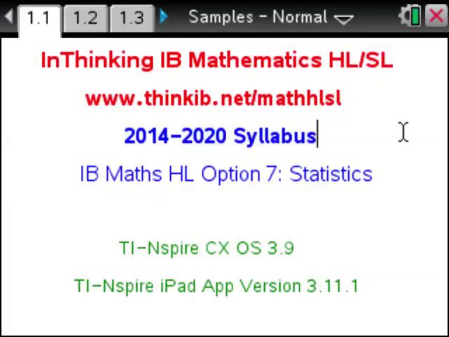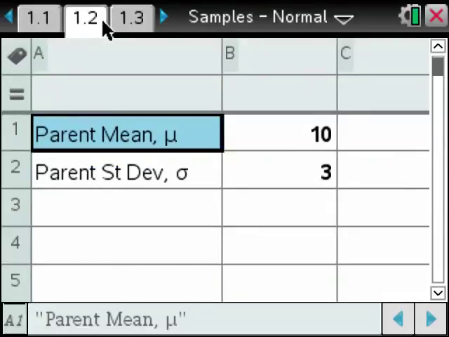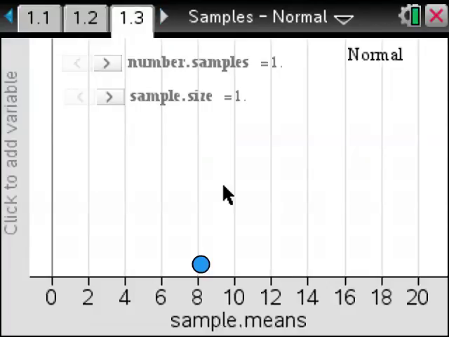This document links with the IB Higher Level Option 7 statistics, and it looks at taking samples from a normal distribution. At the moment we've got the mean set to be 10 and the standard deviation to be 3, but we can change either of those statistics.